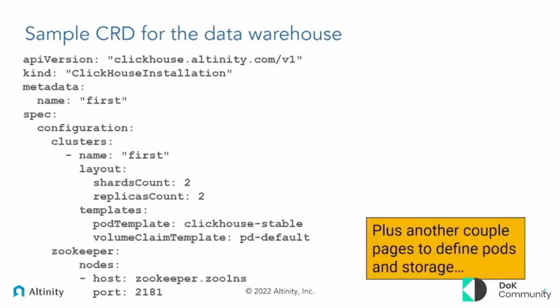Let's have a quick look at the custom resource definition in case you haven't seen one. So this is an example for ClickHouse, and as you can see here, it's a relatively simple file that defines things like the topology of the cluster, number of shards, number of replicas, where is Zookeeper located, and then, even though we can't see it in this slide, there's a couple of additional sections which define things like the pod definitions.